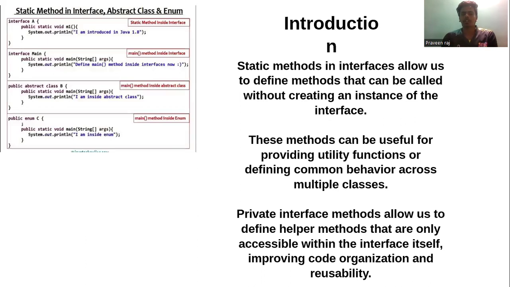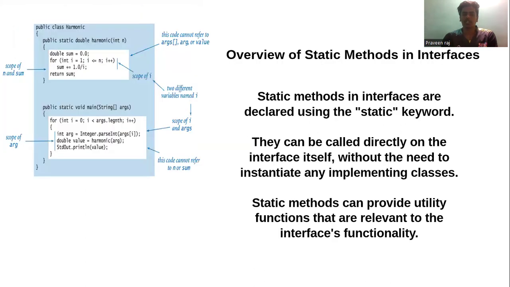Using static methods in interfaces and private interface methods. Introduction: static methods in interfaces allow us to define methods that can be called without creating an instance of the interface. These methods can be useful for providing utility functions or defining common behavior across multiple classes. Private interface methods allow us to define methods that are only accessible within the interface itself, improving code organization and reusability.